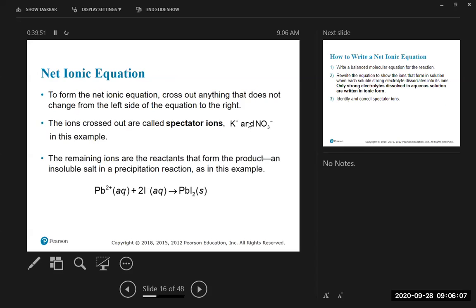That leads us to the net ionic equation. So when you write your net ionic equation, you cancel out everything that is exactly the same on the left-hand side of the reaction and on the right-hand side of the reaction. These things that you cross out, they call those spectator ions. It just means they're not really doing anything. You've got the same amount on each side.